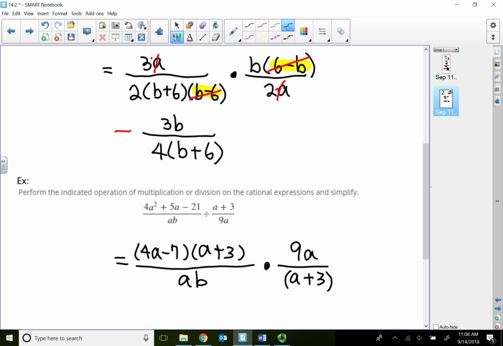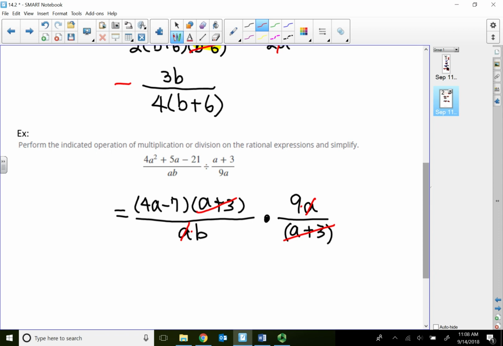So let's now cancel things out top and bottom. I see the a plus 3 on top and a plus 3 in the bottom will cancel out. All right, ab means a times b, non-a means 9 times a. So this is one term, that's one term. So the factor of a can cancel out as well. That just leaves me with simply b in the bottom. On the top, I have 9 still, and I still have the factor 4a minus 7. So that would be my answer.